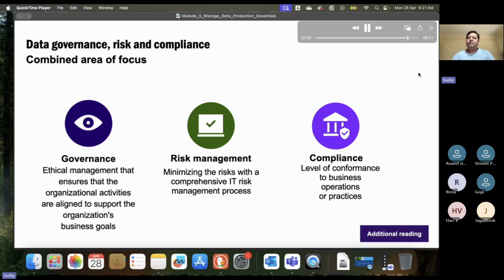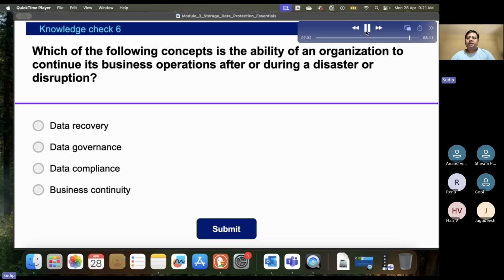Now, there is additional reading material here which I will provide to you on WhatsApp. Just go through it. It is mostly in English. Okay, a little bit of knowledge check.